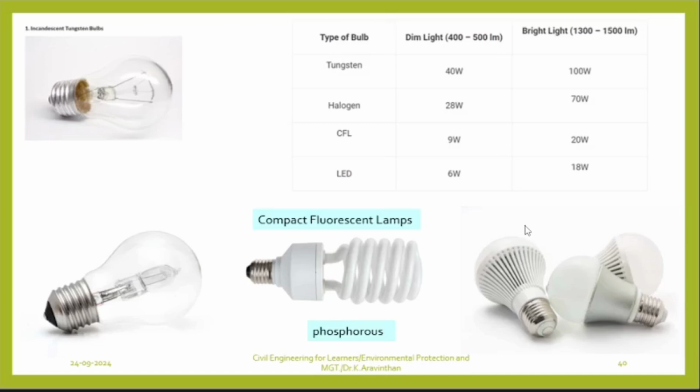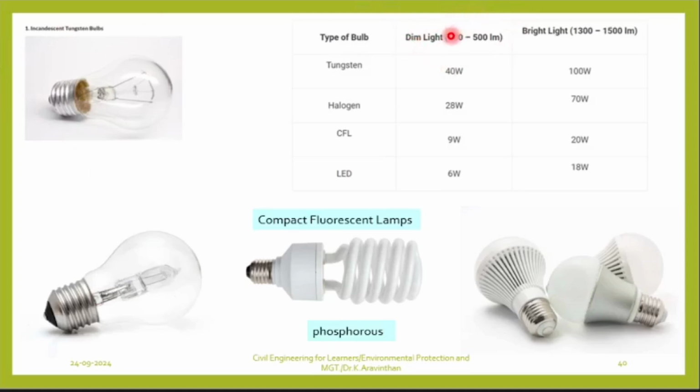How many types of bulbs are here? There are 4 types. What are they? You have tungsten bulb. What is tungsten bulb? It will be in yellow color, dark yellow color, tungsten bulb. So have you seen this? So it consumes 40 watts.